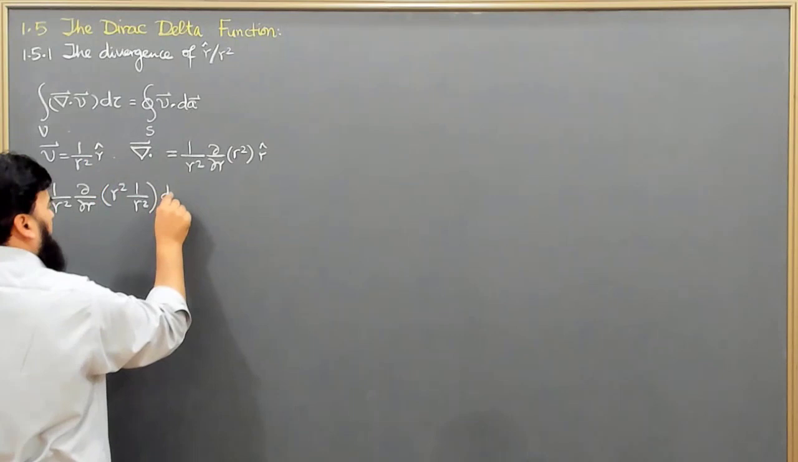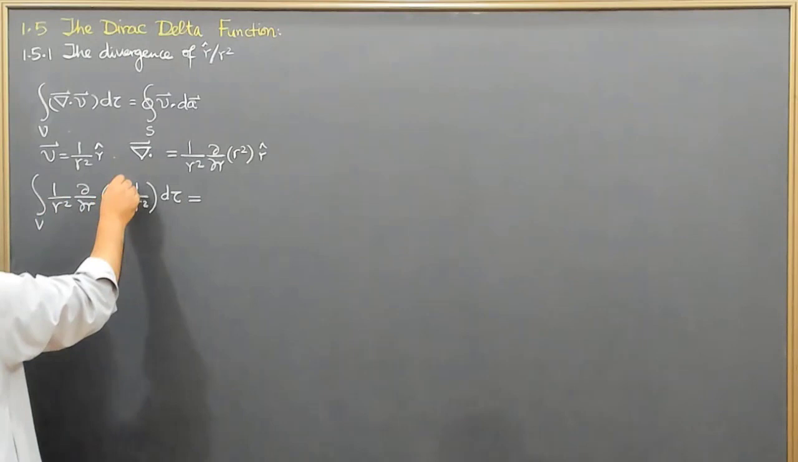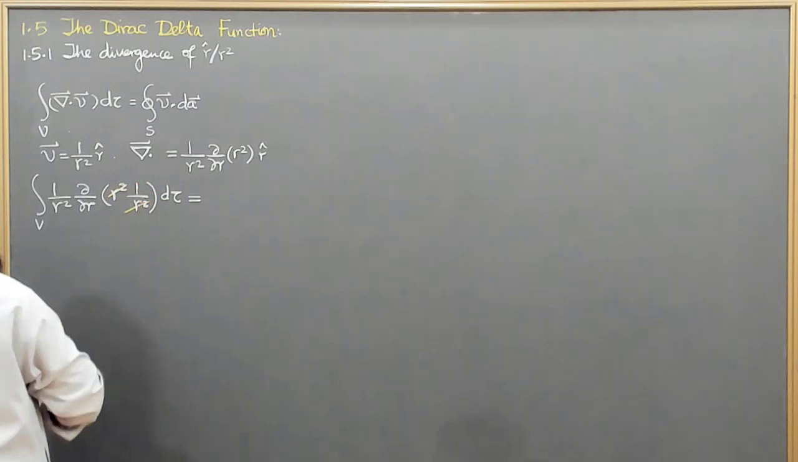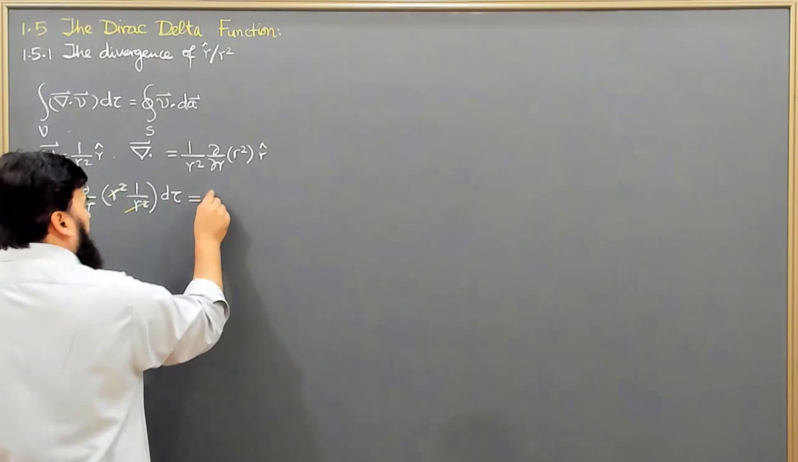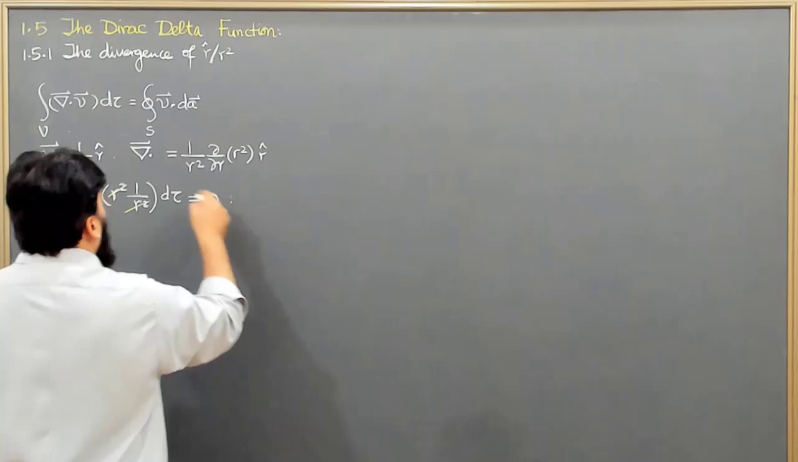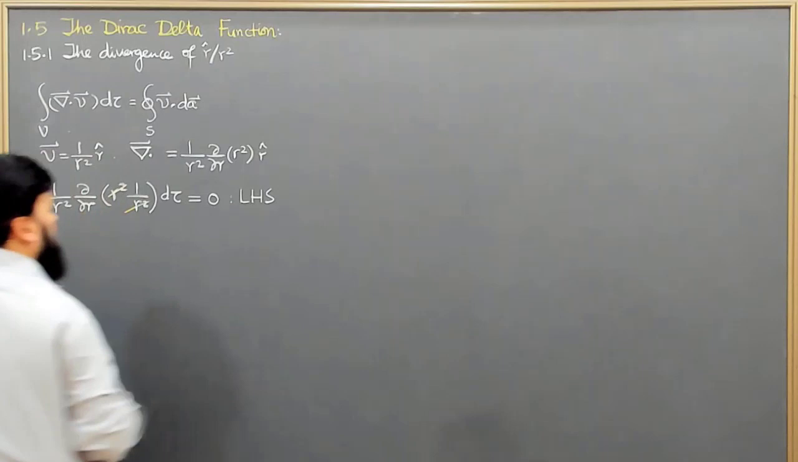Now r square is canceling with r square, so I can cancel this one with this. And del over del r of a constant will be zero, and this integral comes out to be zero. This is the left hand side calculation of the divergence theorem.